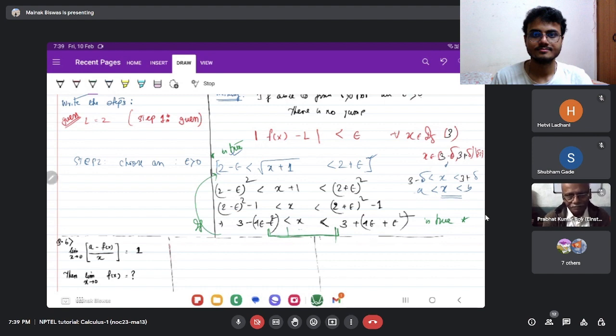So we can do something like: delta is the minimum of 4 epsilon minus epsilon square and 4 epsilon plus epsilon square, which would be this one. So this is epsilon greater than 0. So this would be the answer: 4 epsilon minus epsilon square. You can choose this delta, and you will always be between these two ranges for x. So your delta would always be a subset.